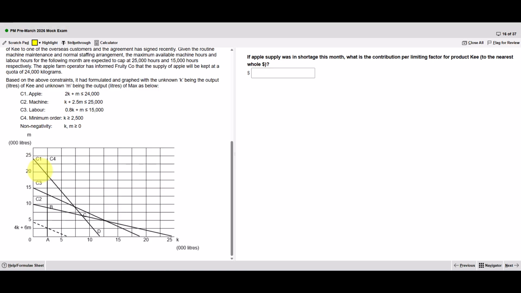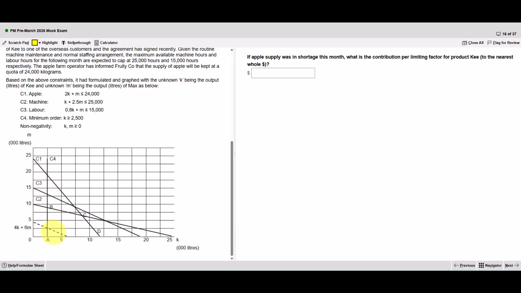C1 for apples is plotted here. C2 for machines is plotted here, C3 for labour is plotted here, and C4 you see is this vertical line here. We don't often see minimum orders, and so what that has done is defined our feasible region as per where I'm moving my mouse now. So this part of C4, this part of C2, this part of C1, and this part of the x-axis. So don't let that put you off. It's exactly the same as we'd normally do, just our feasible region is shifted across because of this minimum order.